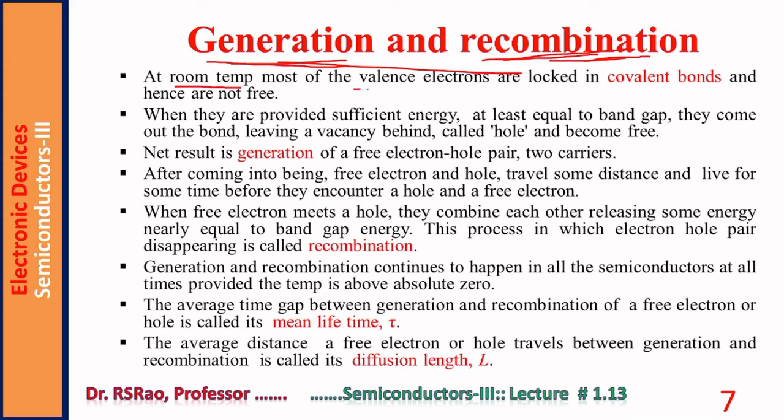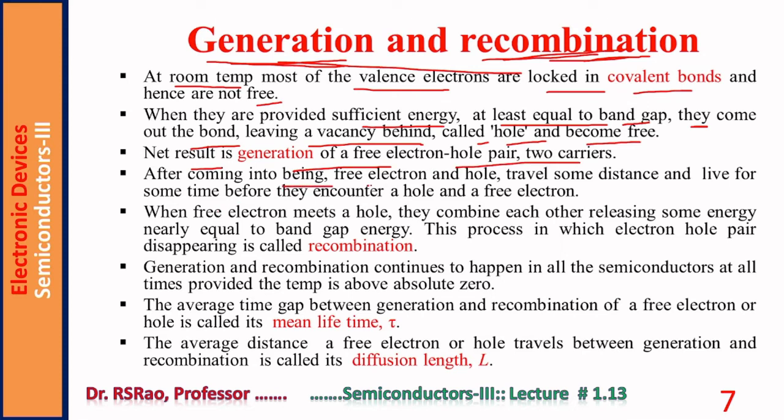At room temperature, most of the valence electrons are locked in covalent bonds and hence are not free. When they are provided with sufficient energy, at least equal to the band gap energy, they come out of the bond, leaving a vacancy behind called a hole, and become free. The net result is the generation of a free electron-hole pair, two carriers.